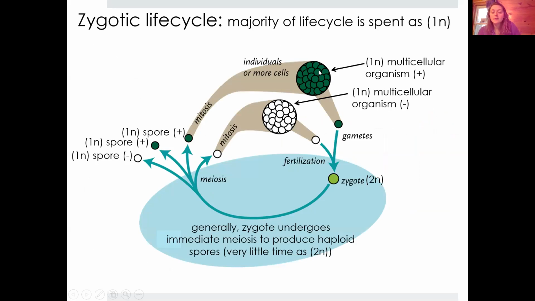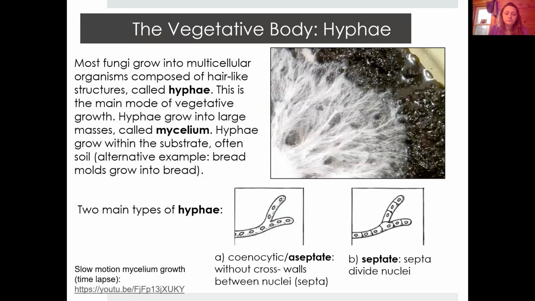It'll be all one mating type. And then that 1N individual will produce gametes. The gametes will come together and go through fertilization to create a 2N zygote. The zygote usually goes through meiosis pretty quickly. Fungi don't really stay in 2N for very long at all. And we'll talk about the fertilization step in fungi, which is where it gets a little bit challenging and different than what we've seen in plants or maybe what you know with animals.